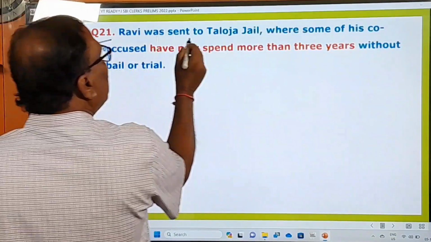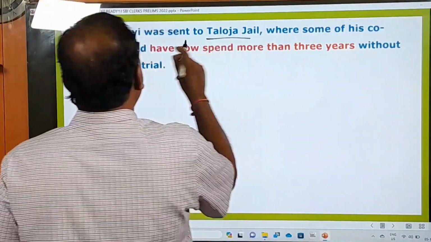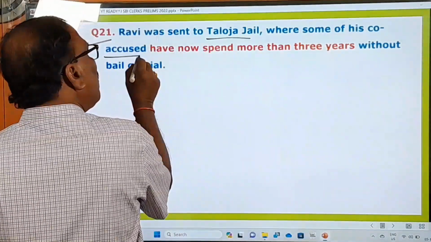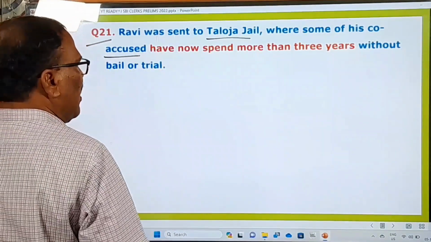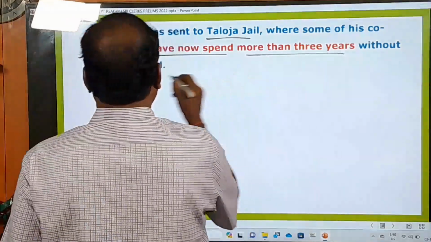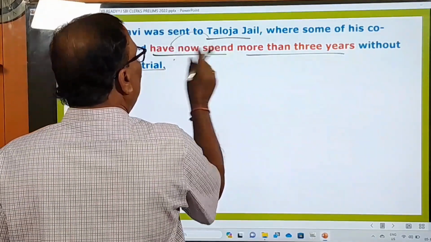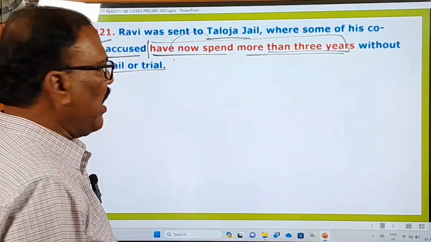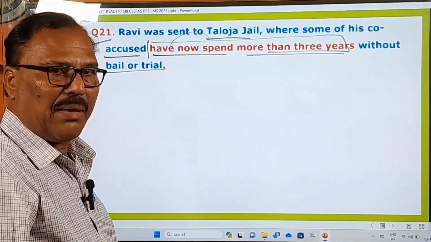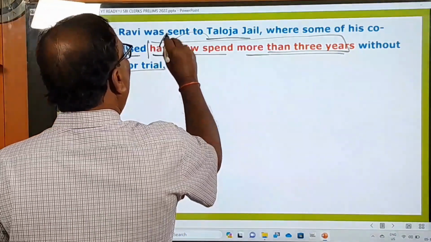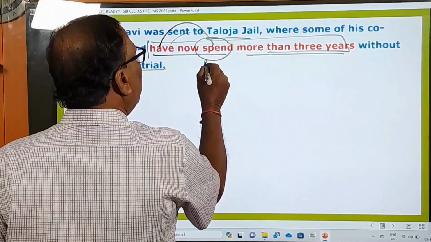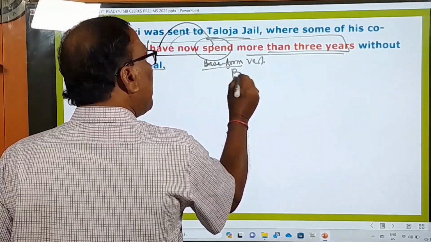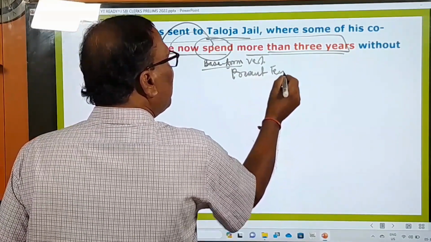The 21st one is there. Ravi was sent to Taloja jail, where some of his co-accused, co-prisoners we can say, have now spent more than 3 years without bail or trial. So have now spent is the part of the sentence underlined or given in bold, right? This part has unfortunately a grammatical error. What is that? After have, spend is there. A base form verb is given. Base form verb means present tense form verb, the first form of the verb.